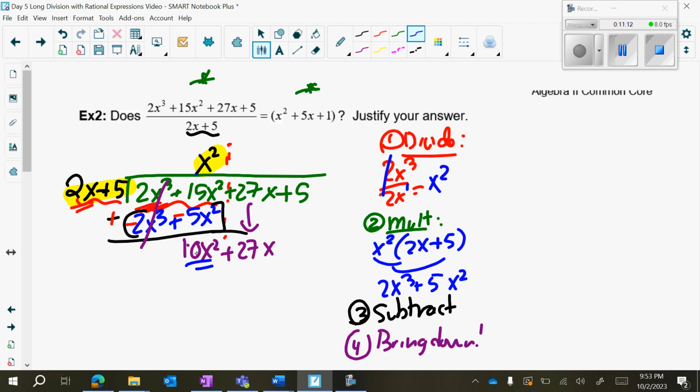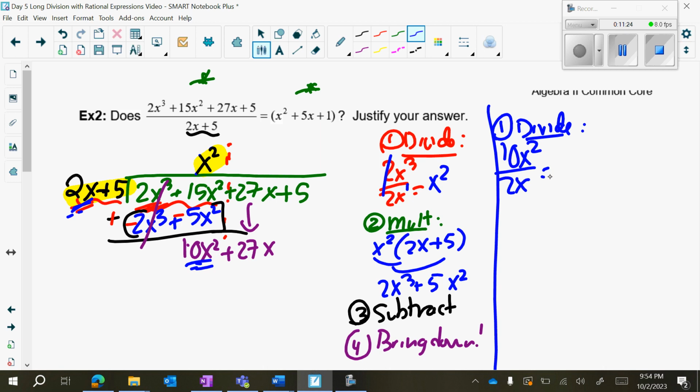Now let's do it again. Divide, multiply, subtract, bring it down. Divide. So just take the first term, 10x squared, dividing it by 2x. What do you get? I'm hoping you're going to say 5x to the first. That's going to go right here, but it's a positive 5x, so you need that positive, or else it's just like a naked number, okay?